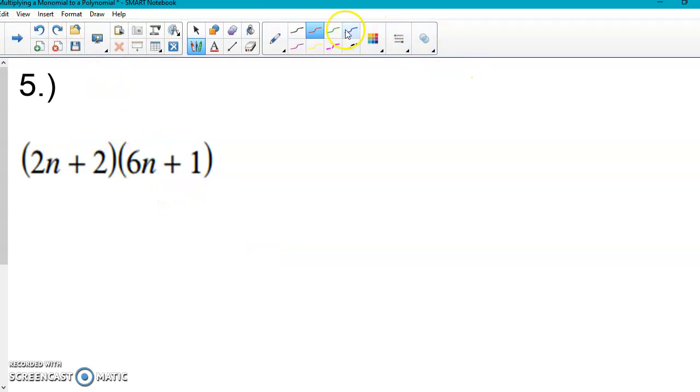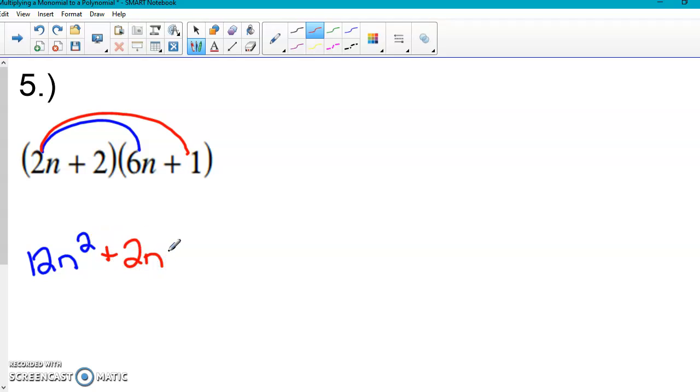So let me back this out. We're going to grab our 2n first. So 2n times 6n is going to be 12n squared. And then come back and grab the 2n times the 1 gets me 2n. 2 times 1 is 2, and then n times, not another n. You don't have anything left. All right, now come back and grab what you haven't used yet, which is the 2. So 2 times 6n gets me 12n. And then 2 times 1 gets me a positive 2.